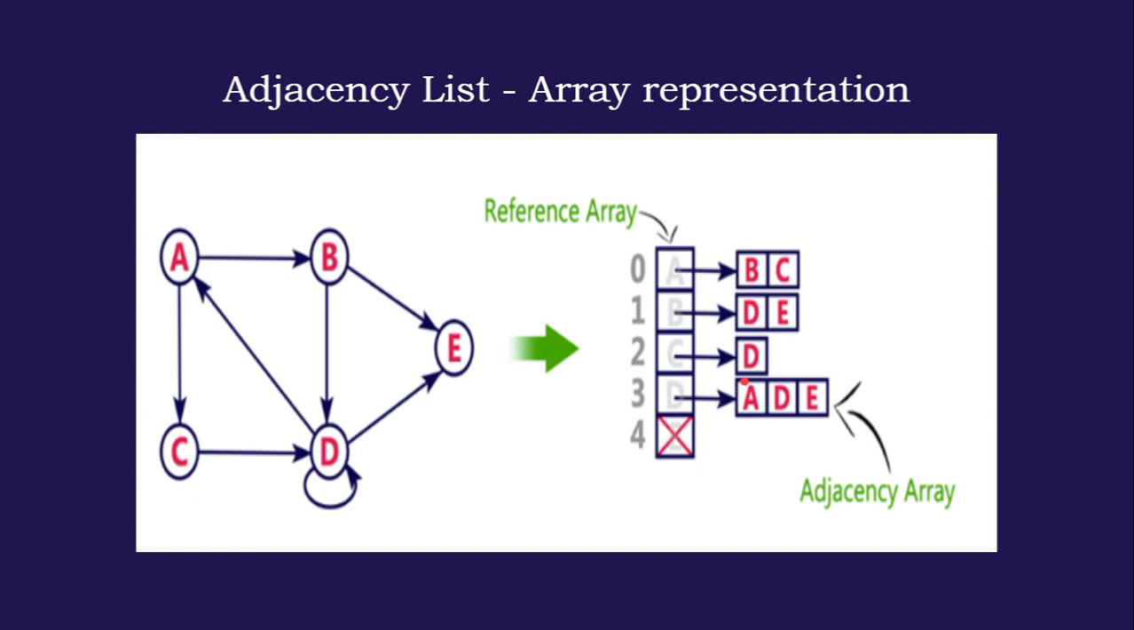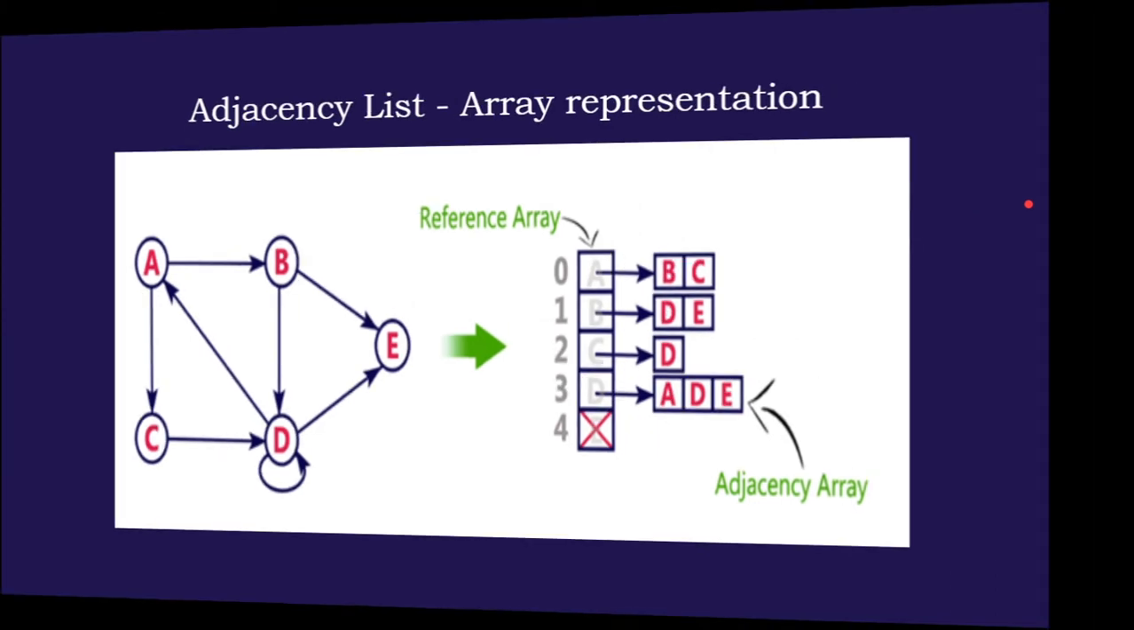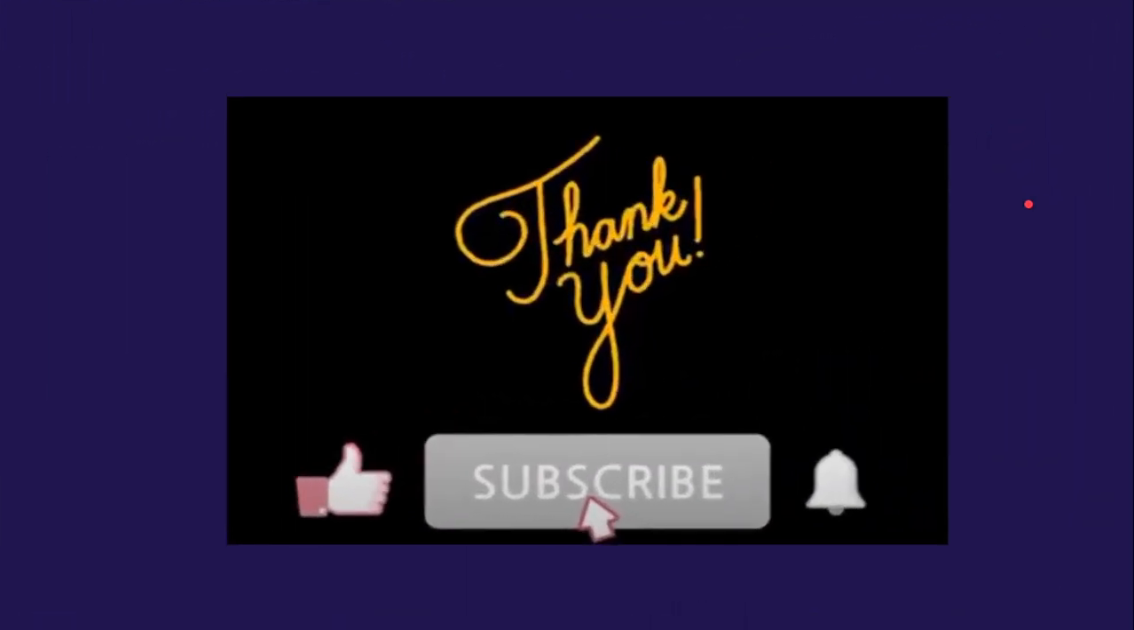So that's all on how the graph is represented using the various representations like the sequential list, linked list as well as the array representation of the adjacency matrix.